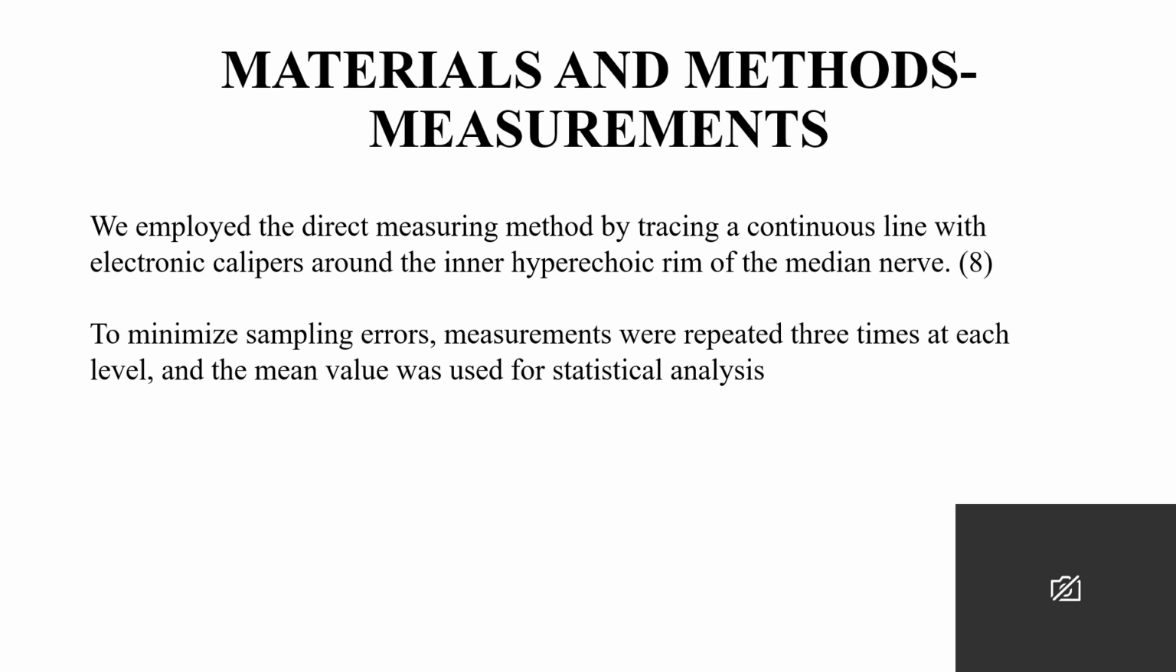We employed the direct measuring method by tracing a continuous line with electronic calipers around the inner hyperechoic rim of the median nerve. To minimize sampling errors, measurements were repeated 3 times at each level and the mean value was used for statistical analysis.